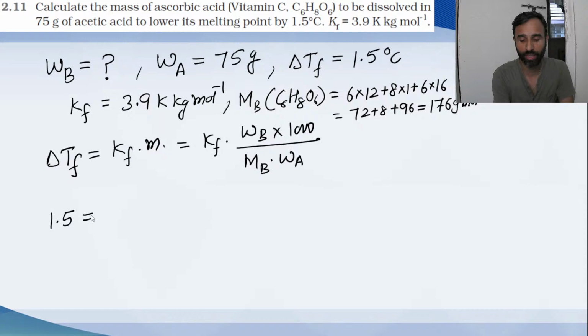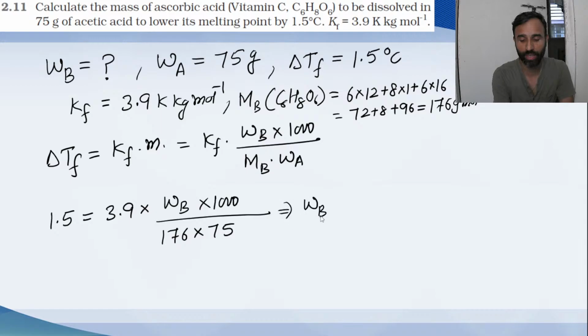So delta Tf is 1.5, Kf is 3.9, WB we have to calculate, and MB is 176 and WA is 75 into 1000. So WB is equal to 1.5 into 176 into 75 divided by 3.9 into 1000.